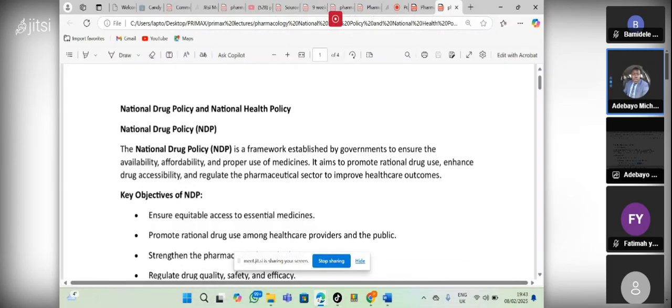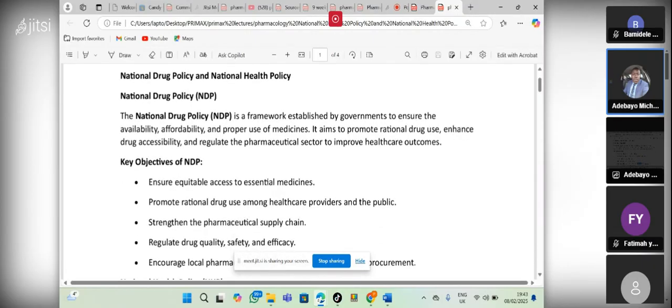All right, national drug policy. This is just to have a read. Like we talked a little bit about it in the first day, national drug policy is just to ensure drug availability, affordability, and safe drug usage, right? And the list of drugs that are essential. So the national drug policy is just a framework established by the government to ensure the availability, affordability, and proper use of medication. Just like we said the other time, we just needed to cover this topic so that we don't leave any topic untouched, because we don't know where questions might be coming.